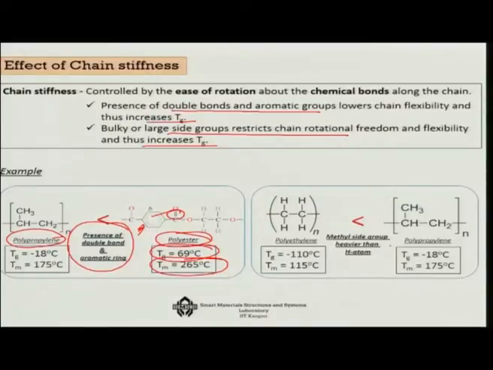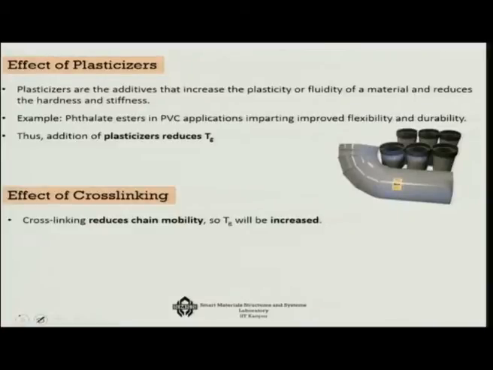Similarly, if you consider the methyl side group, which is heavier than hydrogen atom, between polyethylene and polypropylene, you can see here that the polypropylene has this particular heavy side group, so its Tg is higher in comparison to the Tg of polyethylene. So thus the chain stiffness definitely changes the Tg.